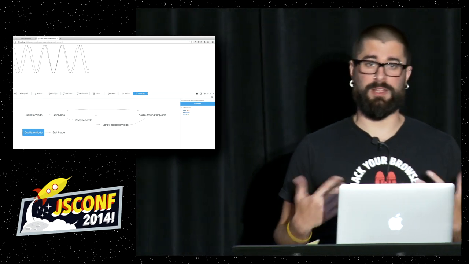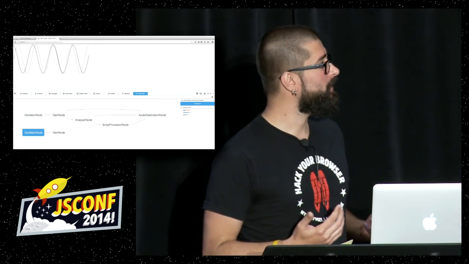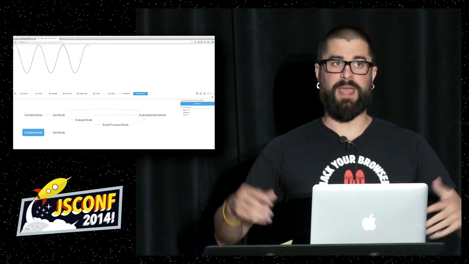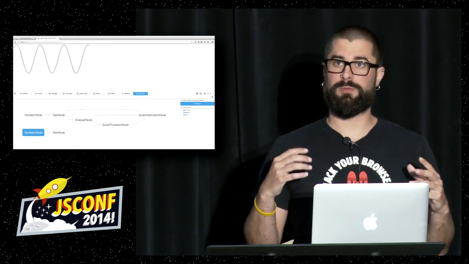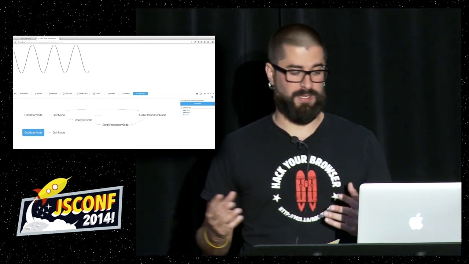So this is called an LFO, not the 90s boy band, but a low frequency oscillator. So we don't perceive it. We just have some kind of pattern, so we can repeat amplitude modulation or frequency modulation or some other effect.